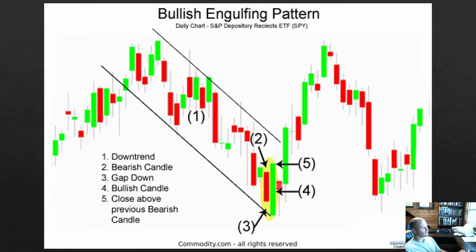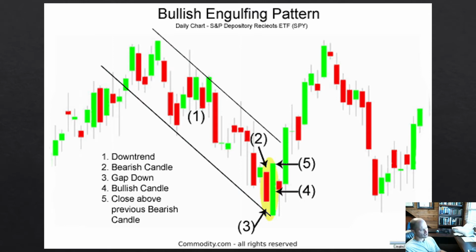A very bullish sign. And looking at what happened after we got that reversal pattern? Boom, we retraced all the way back up here to where our downtrend started. That would have been a good trade. And I mean, you could have done that just off of a candle pattern.